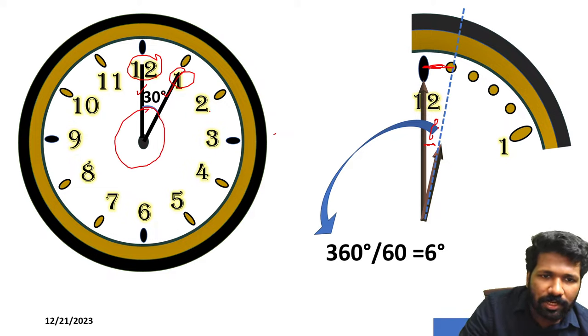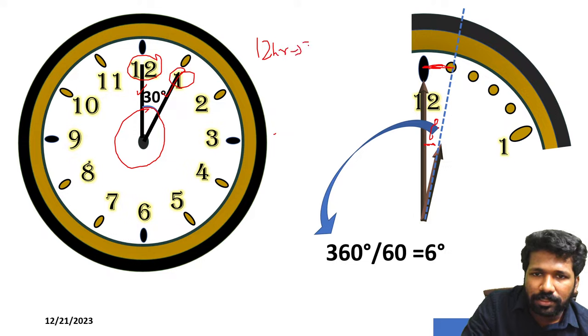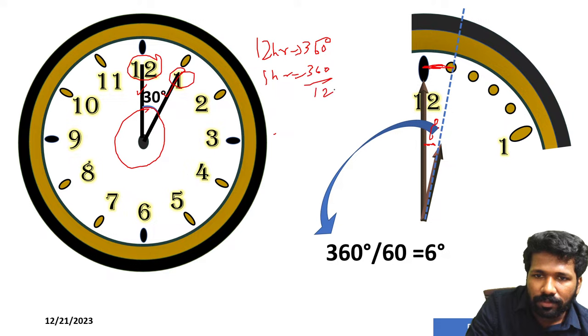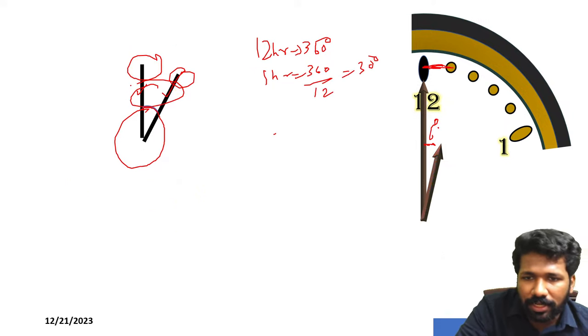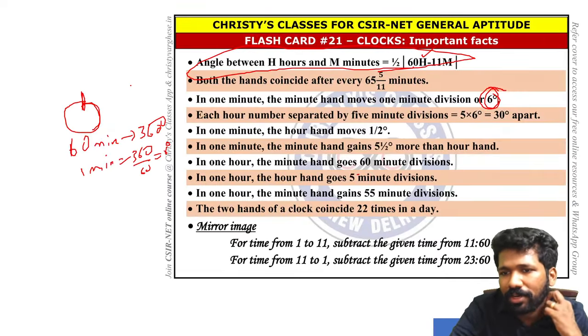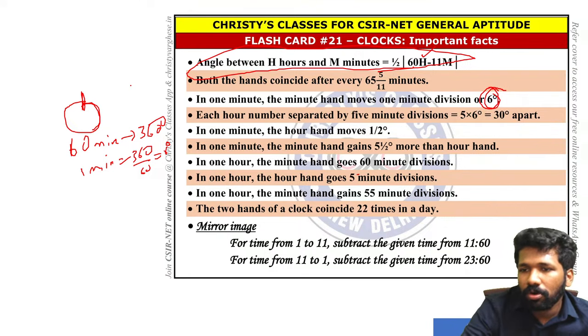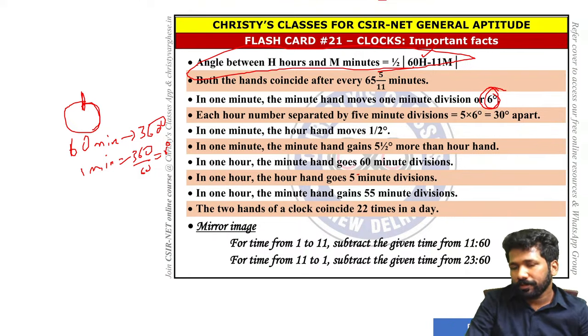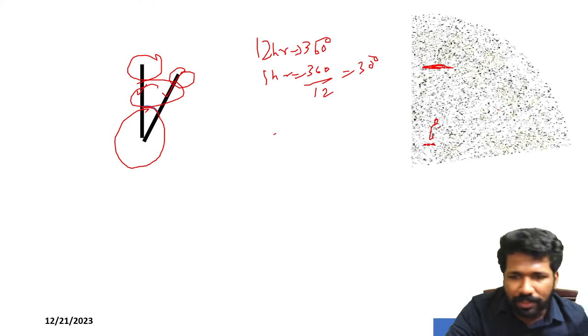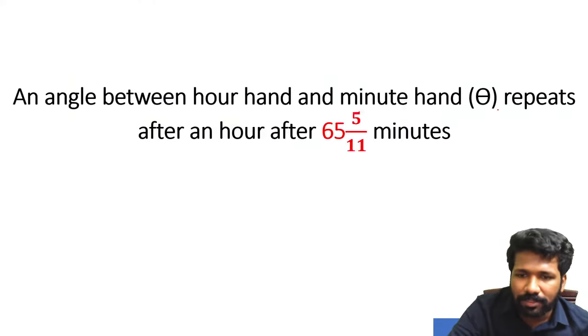Total, this full circle is 12 hours. 12 hours is 360 degree. So 1 hour will be 360 by 12, that is 30 degree. So in 1 hour, the hour hand will travel 30 degree. In 1 minute, the minute hand will travel 6 degree. All of you clear these two ideas? If you know these two ideas, you can do that previous question logically also. I will explain that also.